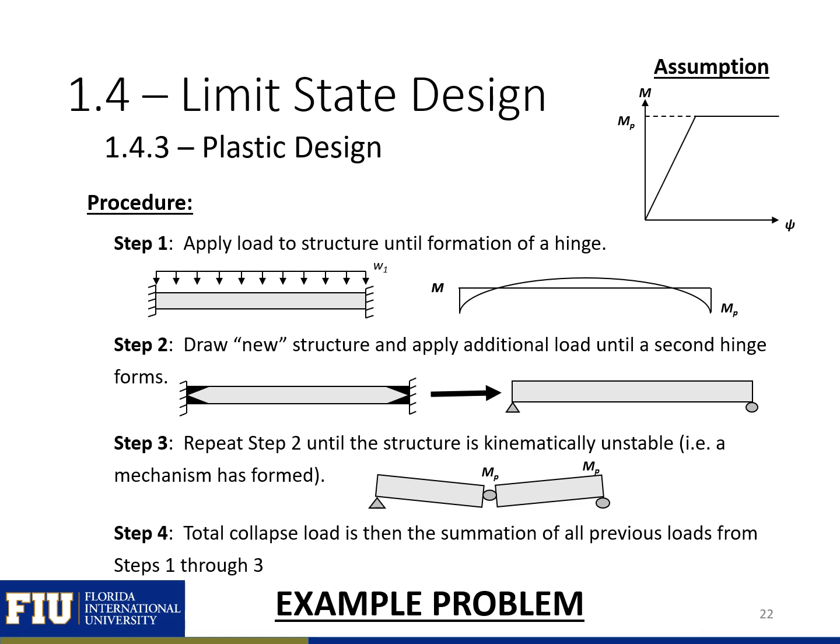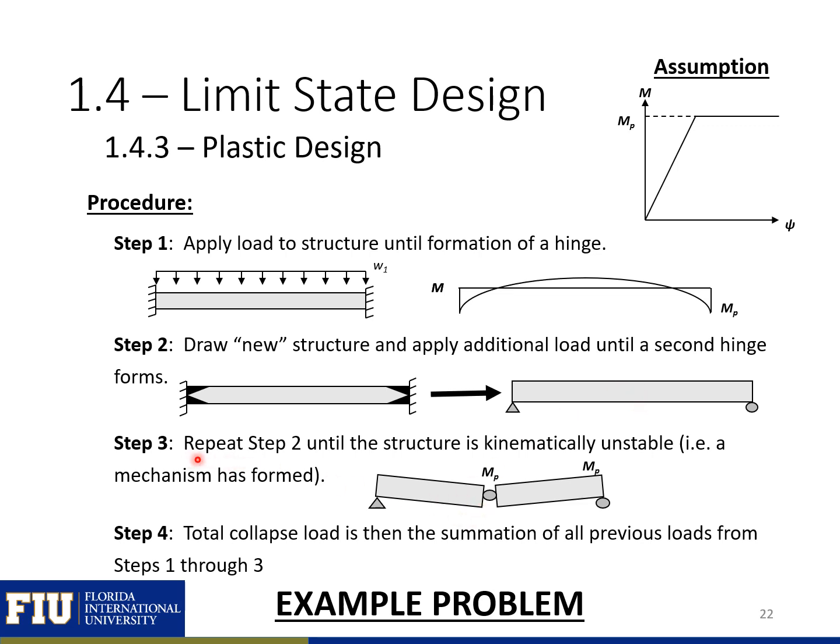The procedure for plastic design is we first will apply loads to a structure until we form a hinge. So in this fixed beam with a distributed load, we'll have maximum moments at the ends of the member. So this is where our hinges will form. Then after the hinges form, we'll draw a new structure and apply additional load until a second hinge forms. So our fixed beam with hinges at the end is just a simply supported member. And this simply supported member can take additional load. So we apply the additional load until we form another hinge, which will happen at the middle.